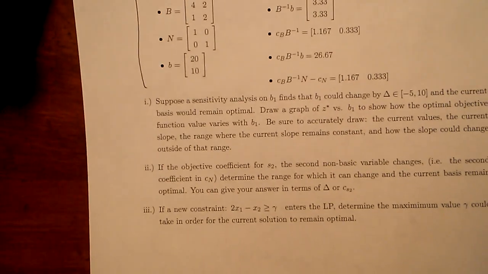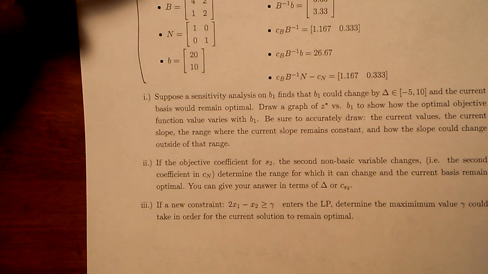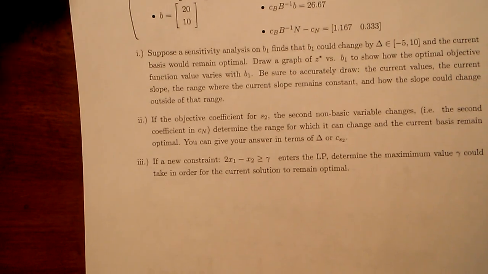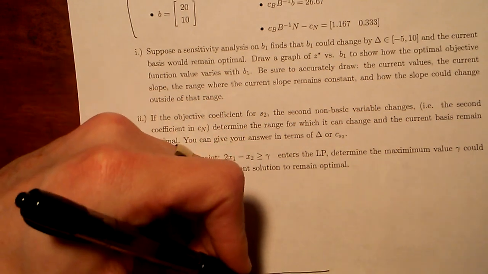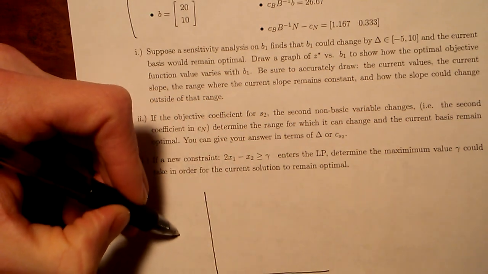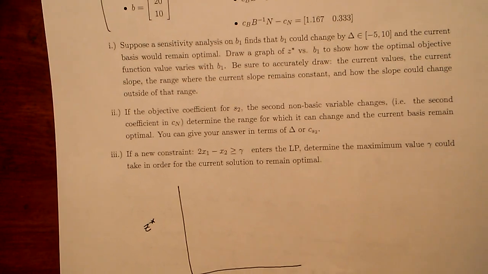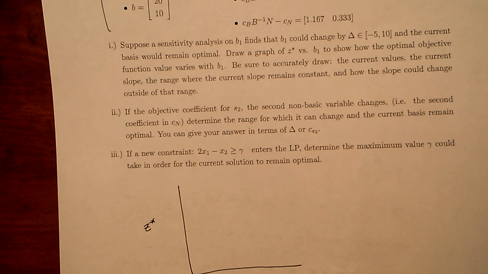The first one says we're interested in doing a sensitivity analysis on B1. In other words, the right-hand side of the first constraint. And it gives some information and asks us to draw a graph of Z star versus B1. Okay, so in other words, we want to draw a graph with B1 here on the x-axis, Z star here on the y-axis. And again, I told you exactly what I wanted you to give me explicitly.